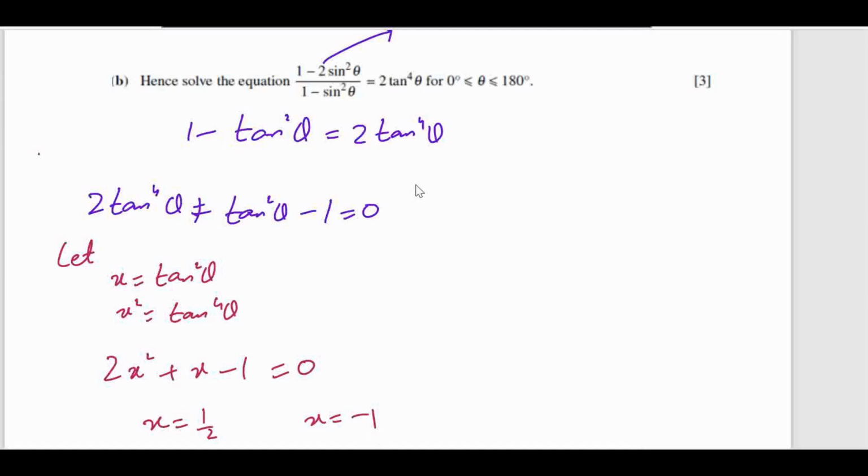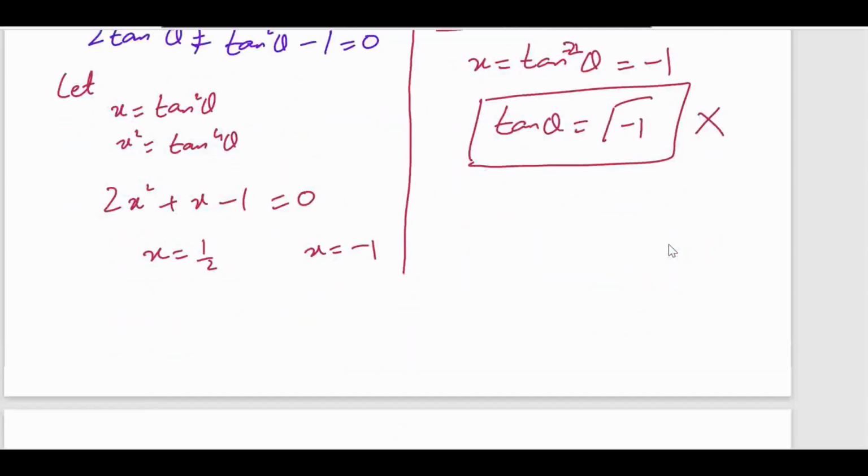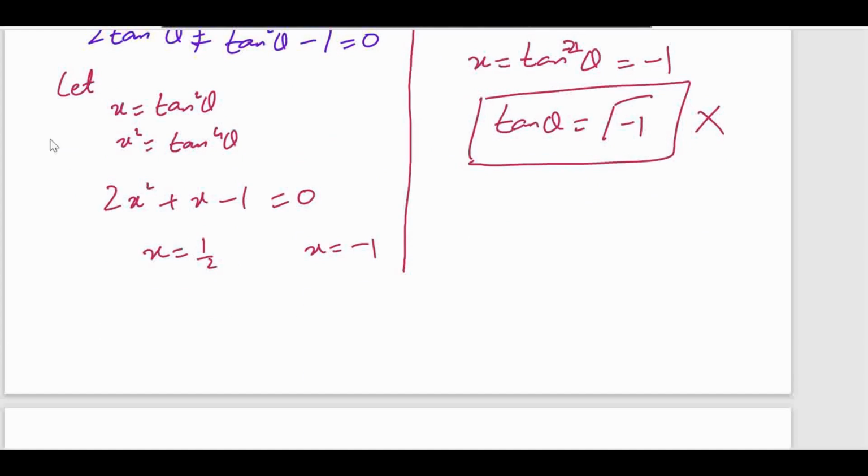Now what we have to do, we have two values of x. One is x equals minus 1. Let's check this one. And we know that x is equal to tan square of theta. So tan square of theta equals minus 1. So take square root on both sides. So tan theta will be equal to square root of minus 1, which means that this one is an imaginary number, so we will not consider this one. It is not possible.